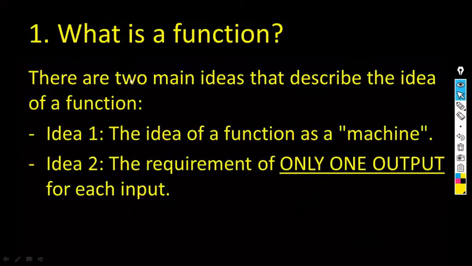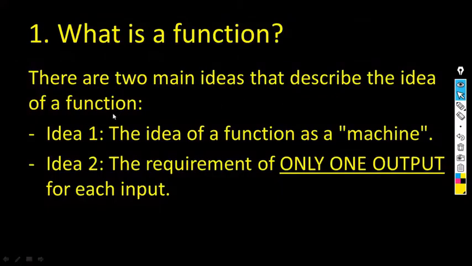So let's go to point number one. What is a function? There are two main ideas that describe the idea of a function. The idea one is the idea of a function as a machine. You will understand what I mean in a moment. And the idea two is the requirement of only one output for each input. So these two ideas you will understand in a moment. Just memorize that there are two basic ideas that describe the idea of a function. That is the idea of being a machine, kind of, and the requirement of only one output. Just memorize these two things, okay?